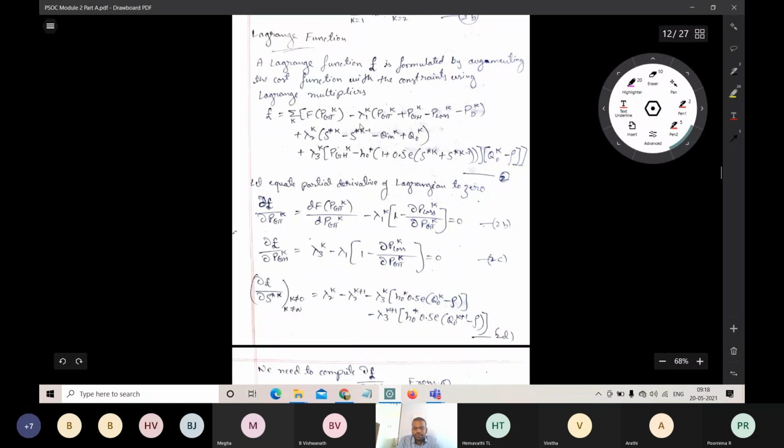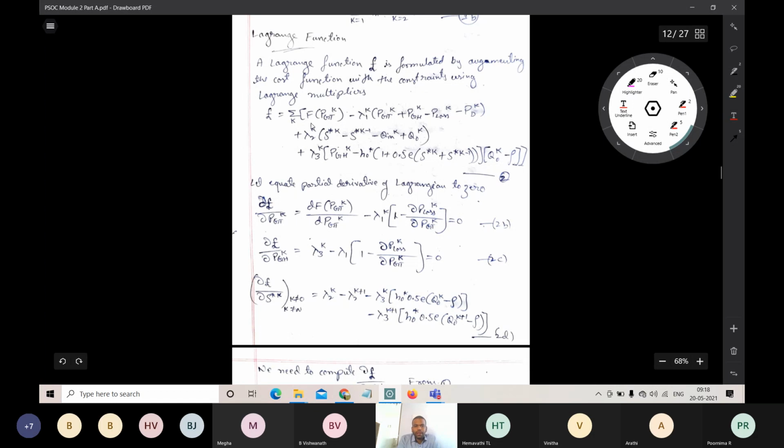So here lambda gives dF(PGT)/dPGT, that is the differentiation of the production cost of the thermal station. This we derived yesterday. The lambda gives dF(PGT) divided by dPGT, the differentiation of fuel cost of thermal stations. So that will be given by the value lambda.